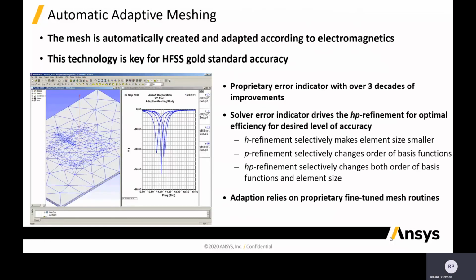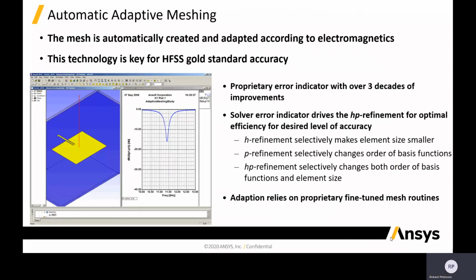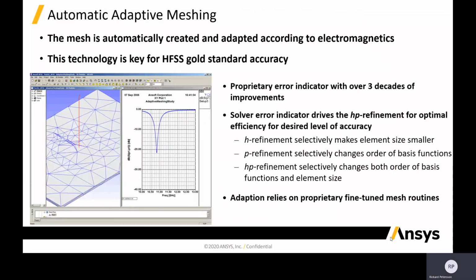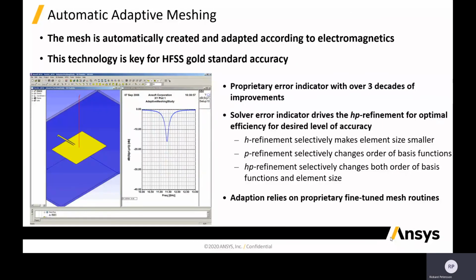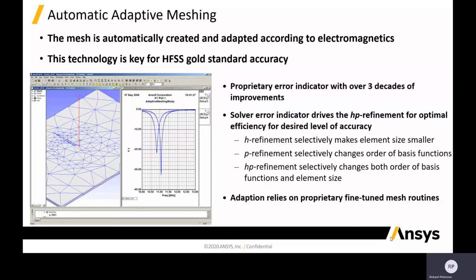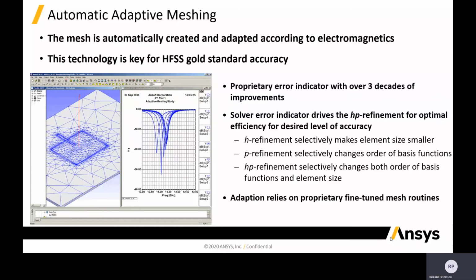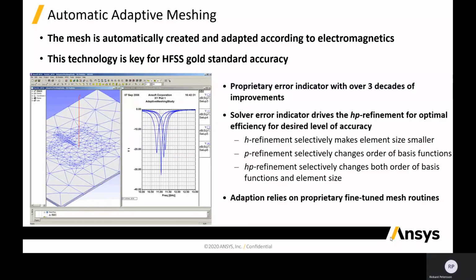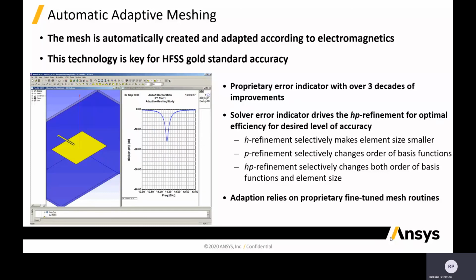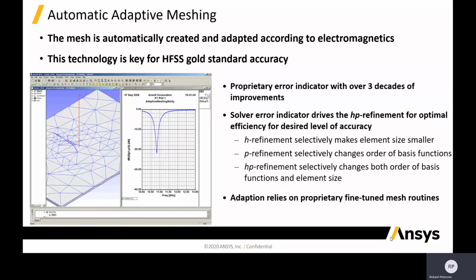So we start with an initial coarse mesh, and we solve the fields on that mesh, and we estimate what the errors are in some manner, which is the proprietary error indicator with over 3 decades of improvements, and it will tell us where we should refine the mesh. We refine the mesh and solve again on the next mesh, and again estimate the errors, refine the mesh, and so on until we finally get to a converged mesh, as this animation indicates.